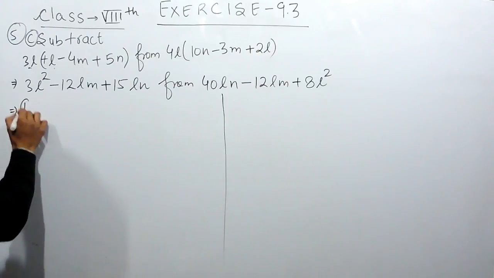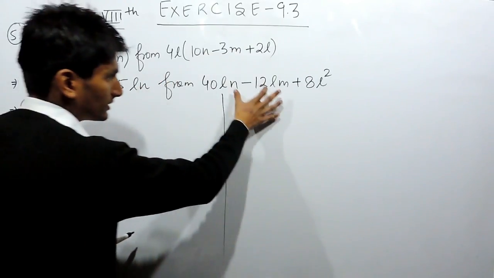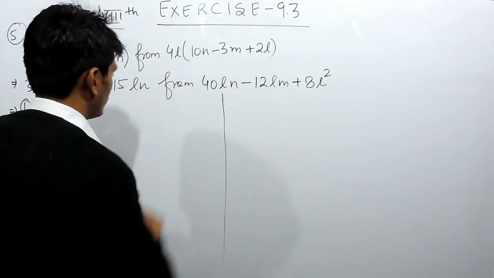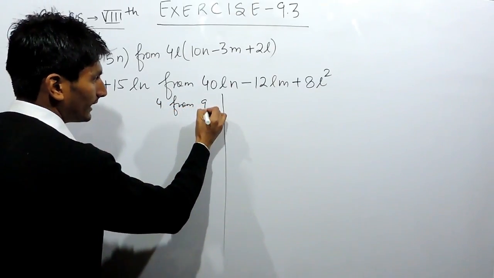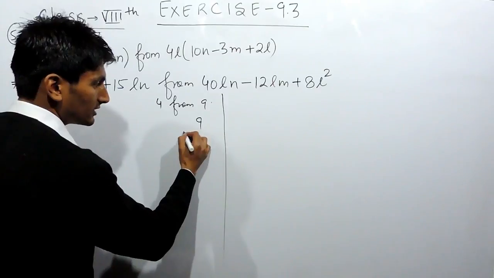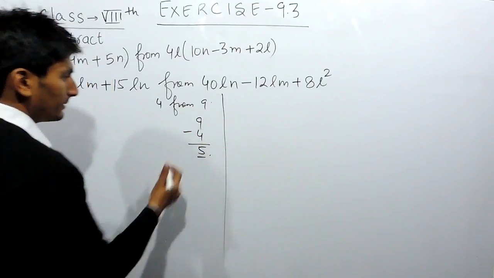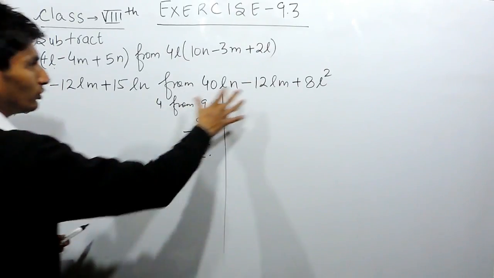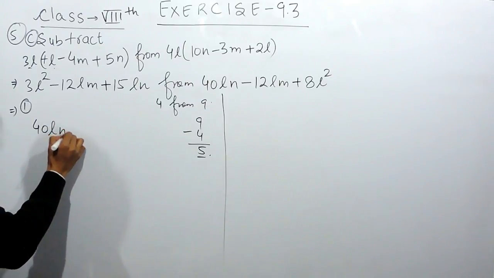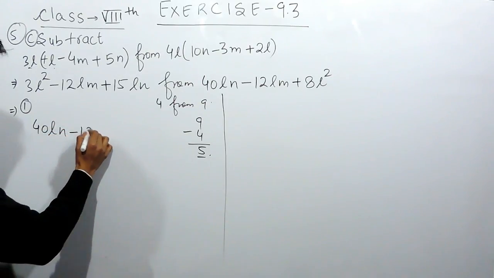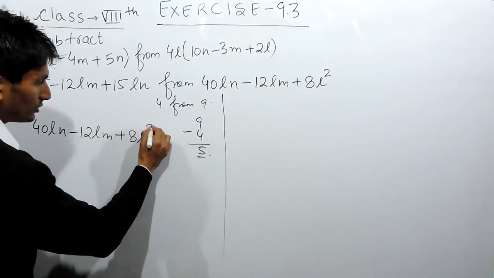First of all, let's write this. You have to subtract this from this, so obviously this should be the greater value. If I am saying you have to subtract 4 from 9, obviously you will write 9 first. After that you will minus 4, and this will give us 5. Similarly here also we have to write this first. So this will be 40 LN minus 12 LM, and at the last 8 L square.